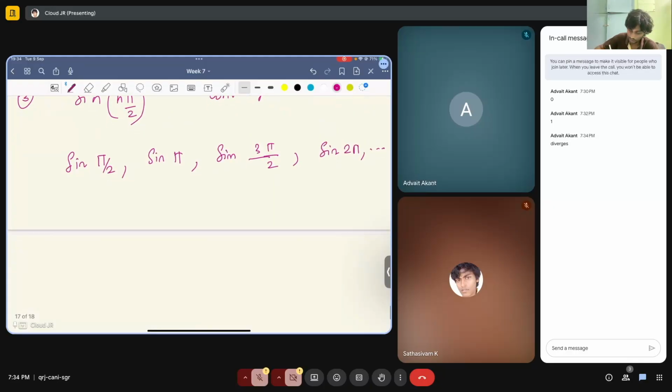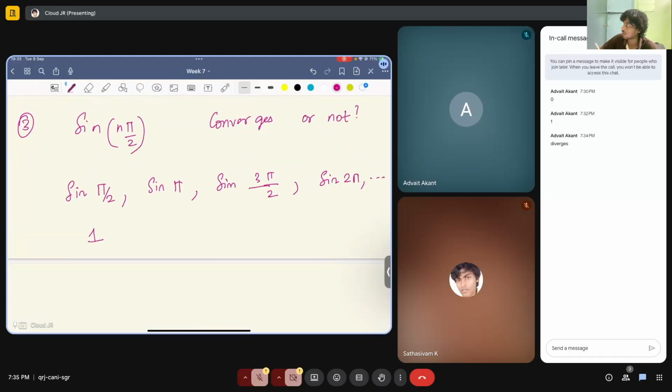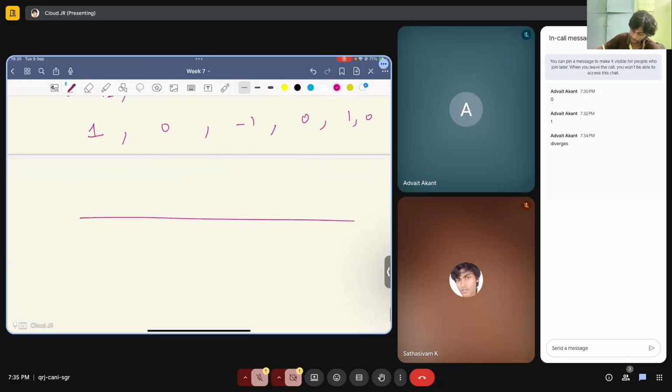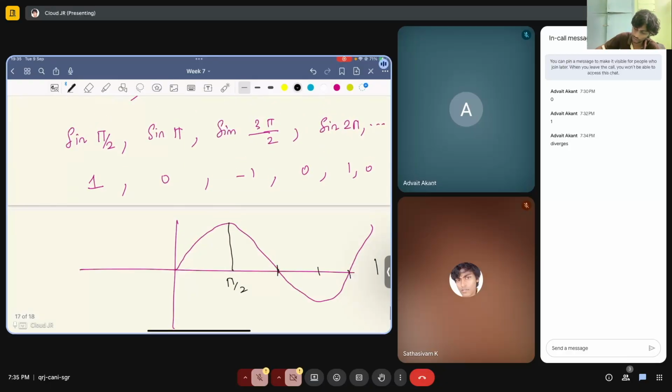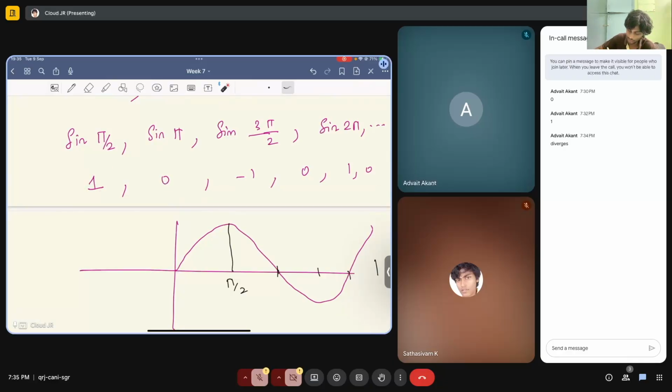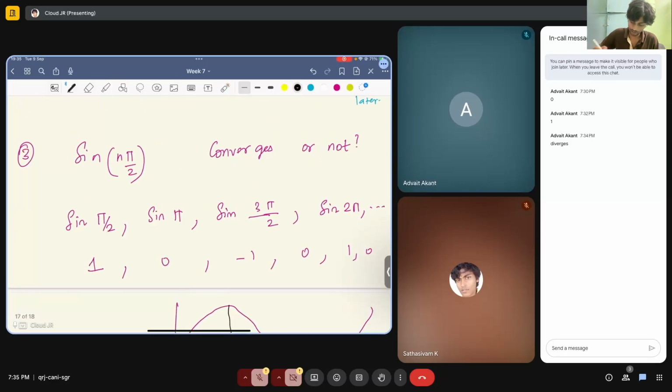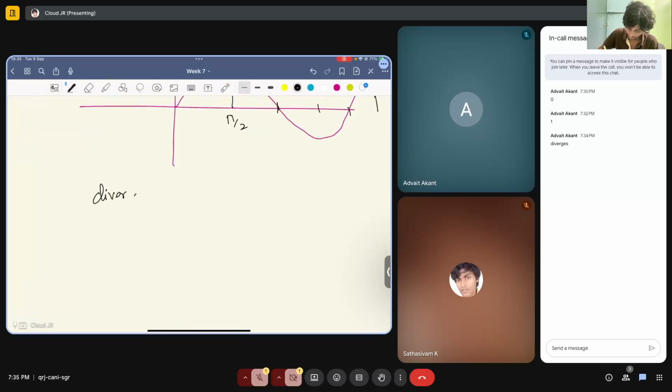So here, if you look, sine pi by 2 is basically 1, right? How does the sine curve go? Yeah, it goes to 1, and then it goes to 0, then minus 1, then again 0, and then 1, 0. So it goes like this, right? If you want, you can just draw it and see. The sine curve goes like this, and n pi by 2 is basically this: pi by 2, 2 pi by 2, 3 pi by 2, 4 pi by 2, 5 pi by 2. So the sequence oscillates like this. The terms that come in the oscillation are 1, 0, and -1, and it will keep repeating. Okay, so this sequence diverges.